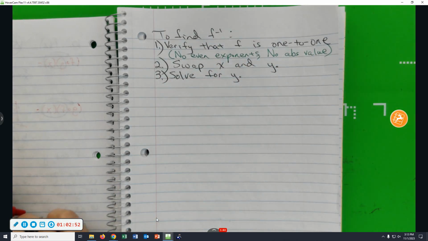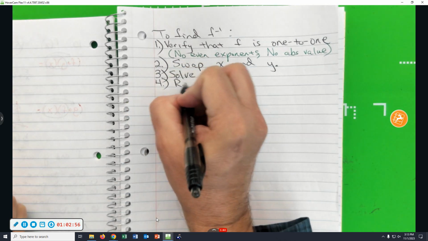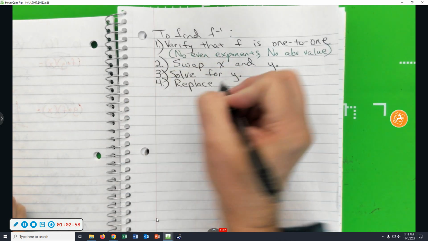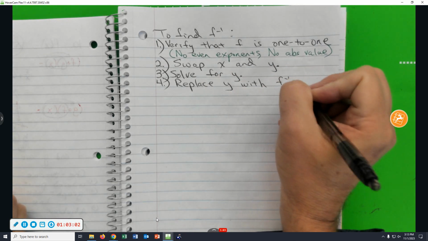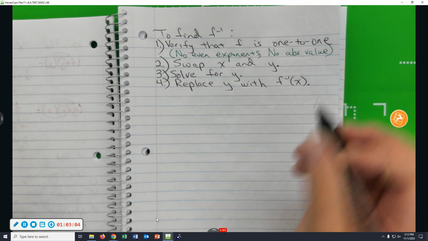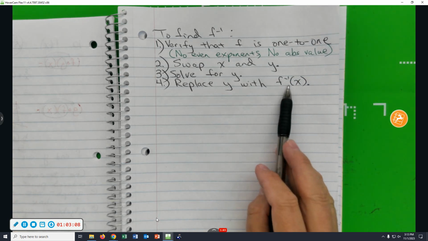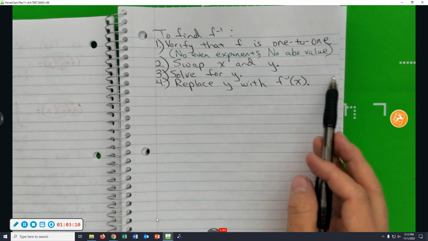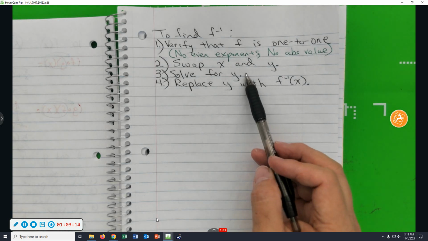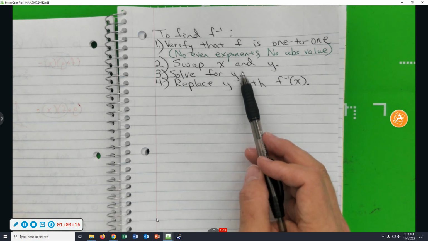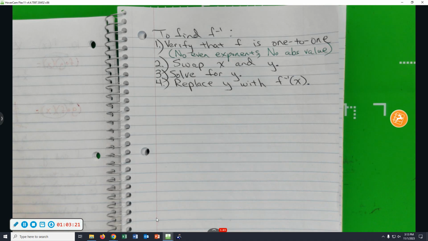And once you solve for y, you can then replace y with f inverse of x. Well, MyLab will do that for you. They'll type the f inverse of x equals, and then they'll have a little blank for you to type in the inverse. So really it's just a 3-step process. Once you solve for y, the inverse is the expression on the other side of y.